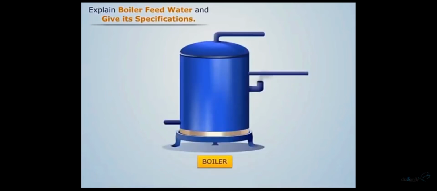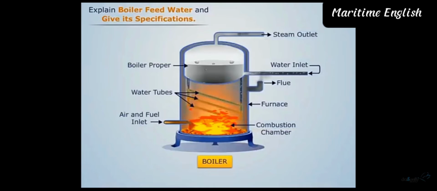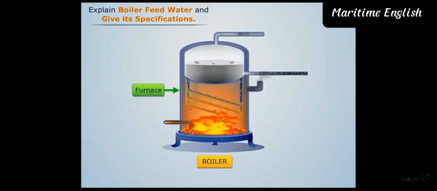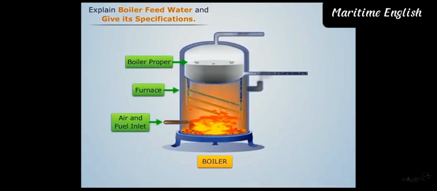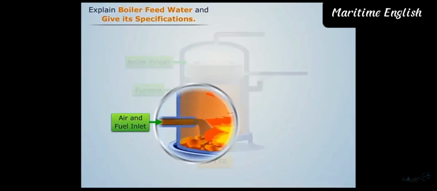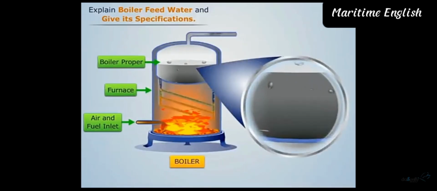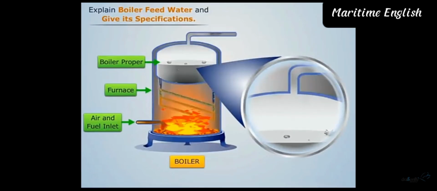Boiler feed water. Boilers are used in industries to generate steam, which in turn is used to generate power and heat. A boiler is a device for generating steam. It consists of two main parts: furnace and boiler proper. Furnace provides heat by burning the fuel, and boiler proper is a device where water changes to steam due to heat.